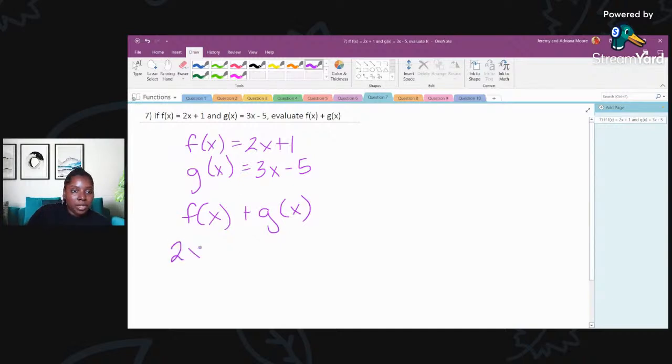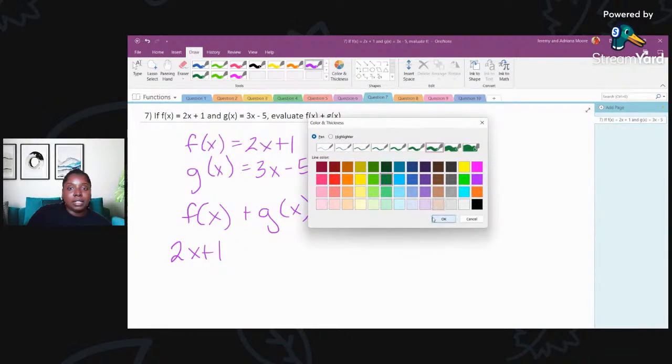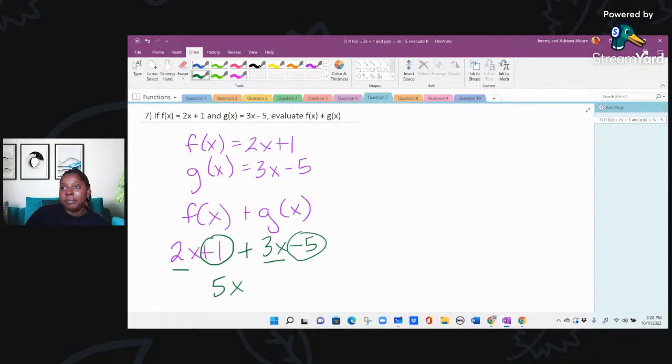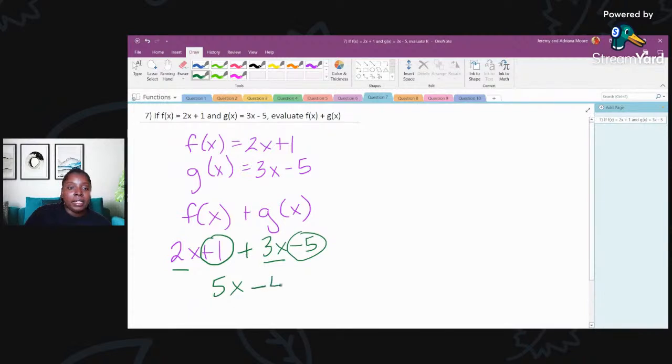So I'm going to put 2x plus 1. Okay. And then g of x. I'll just put g of x in green. That was ugly. Okay. G of x is 3x minus 5. And let's add them together. So we can combine our like terms. 2x plus 3x is 5x. Okay. And let's combine our constants, 1 and negative 5. And you get minus 4.